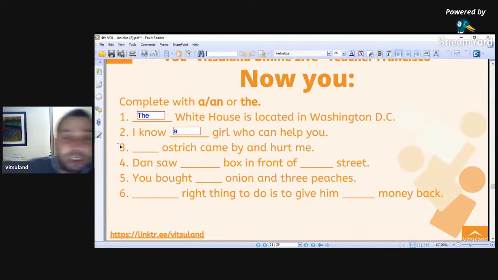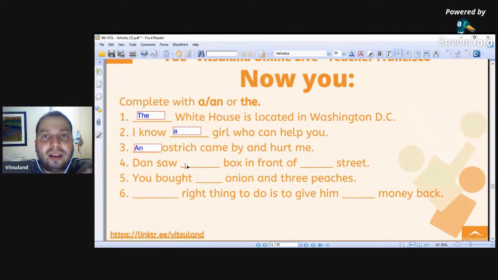An ostrich came by and hurt me. So in this case, we do not have a specific one. For example, of course, an ostrich is not a common animal, but we're not defining any specific ostrich by name. So let's imagine that they are in a zoo, for example, and then an ostrich came by and hurt me, okay? An ostrich came by and hurt me.